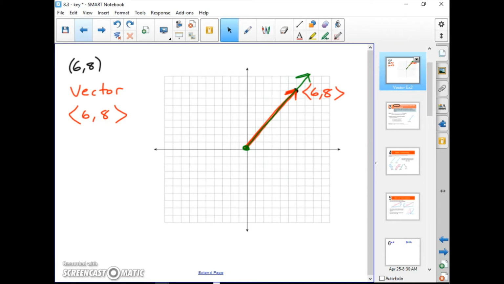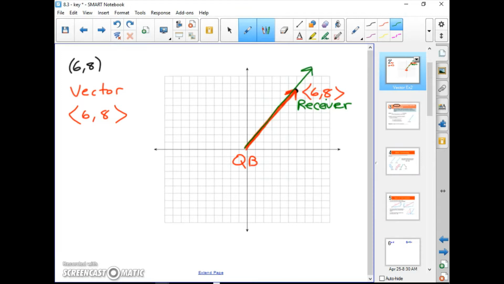Think about a football player. Here's the quarterback, and the quarterback is going to throw to a receiver, and the receiver is located at the point (6, 8). The quarterback throws a pass from his position to the receiver's position. That's going to look like this vector, as shown. But if you draw the vector like this, that's an incomplete pass because he doesn't hit the receiver. He throws it over his head or something. So make sure you understand that the vector is going to stop at that point. It has magnitude and direction.